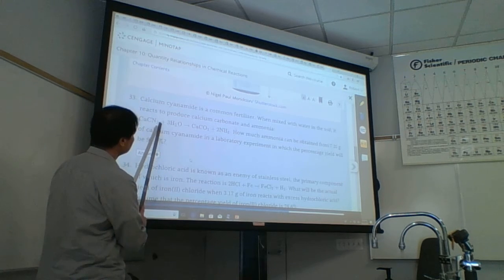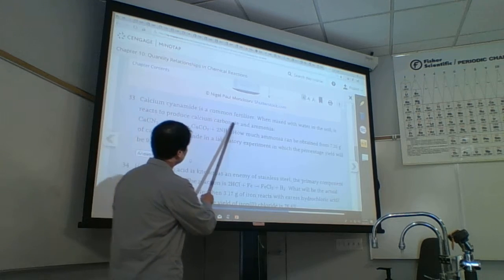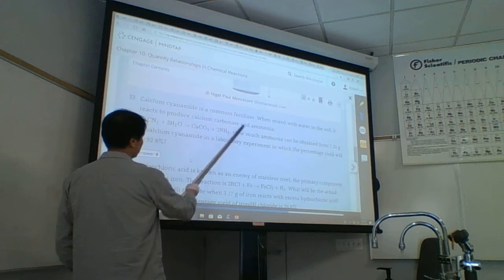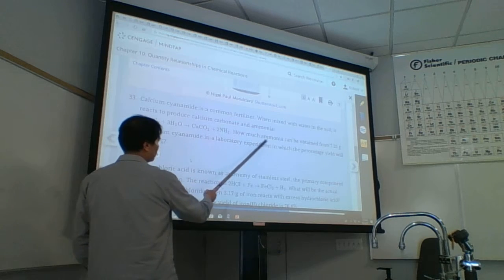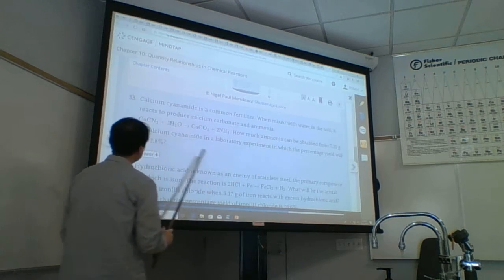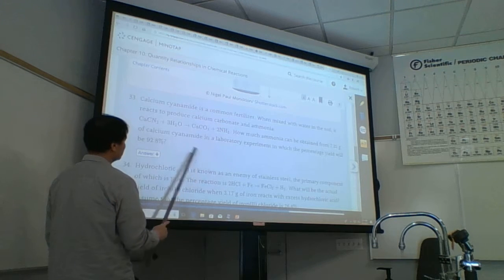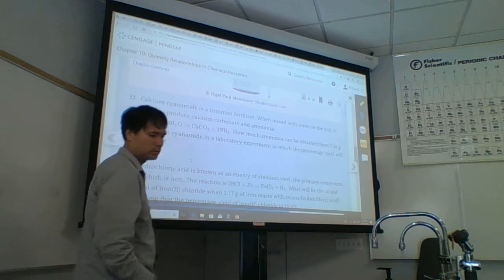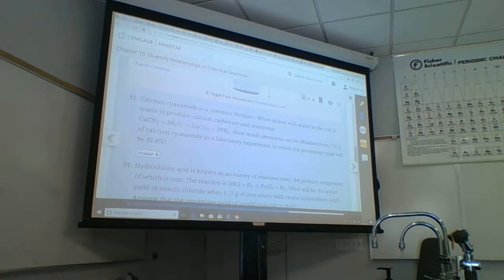This one's a little different because they give us the percent yield here. Calcium cyanamide is a common fertilizer. When mixed with water in the soil, it reacts to produce calcium carbonate and ammonia. The ammonia provides nitrogen to the soil. How much ammonia can be obtained from 7.25 grams of calcium cyanamide in a laboratory experiment in which the percentage yield will be 92.8%? All right, so in the previous problems we were calculating the percent yield.